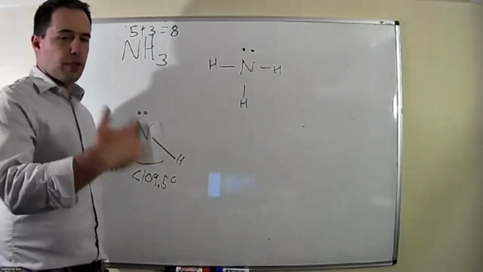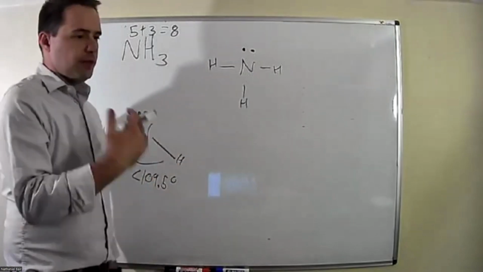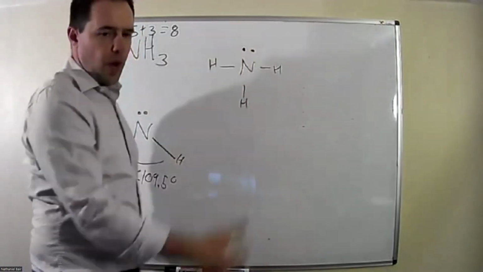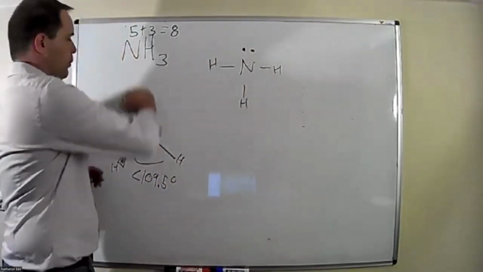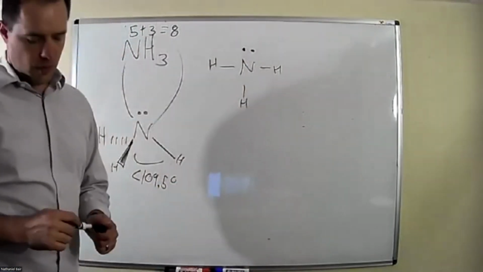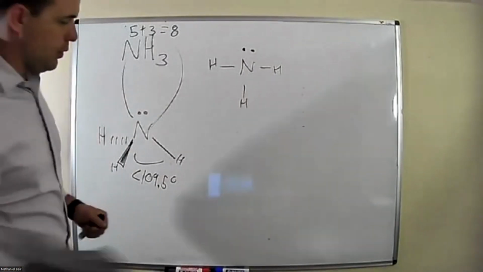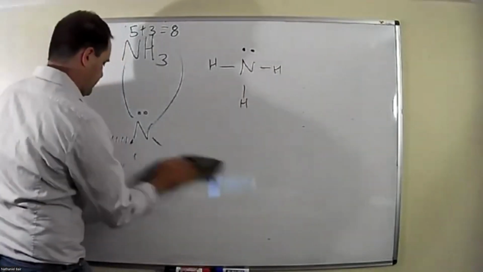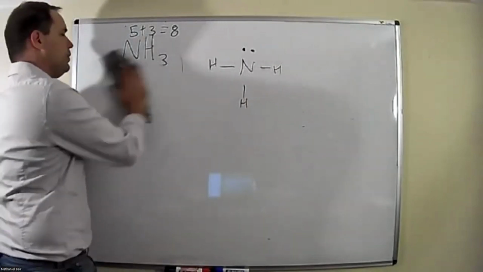VSEPR theory, valence shell electron pair repulsion. Electron pairs take up more room than bonds. So that lone pair up here is smashing that all down. All right, cool. Let's do our next shape. Very important shape.